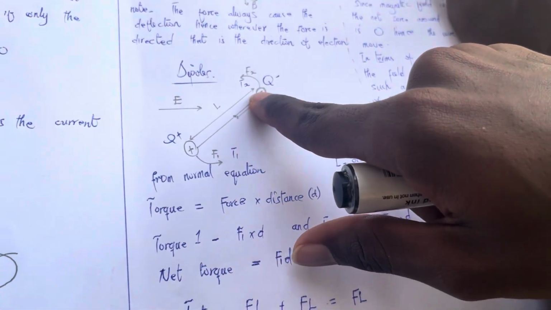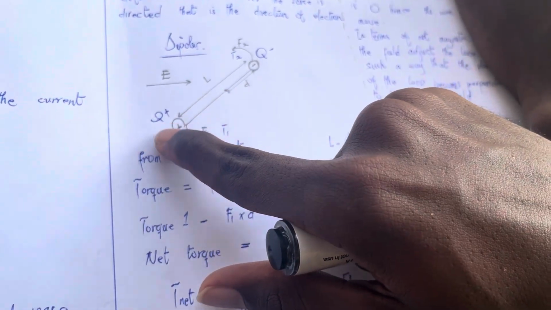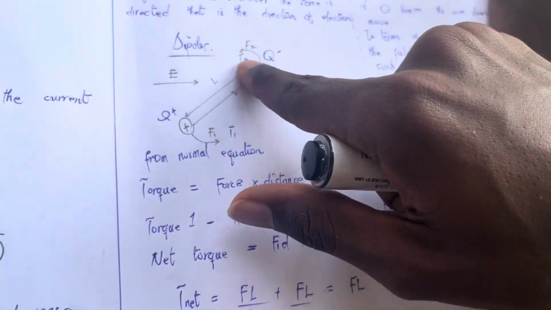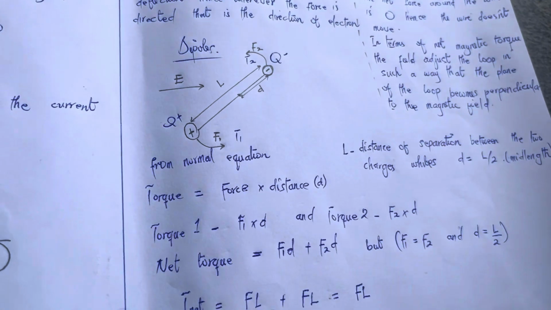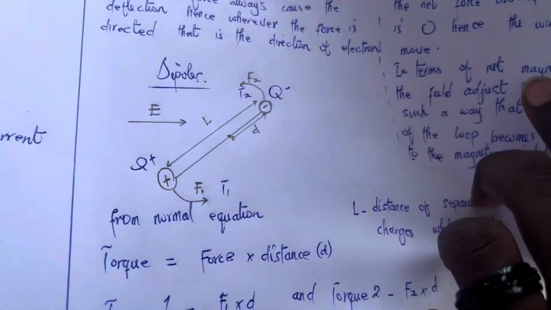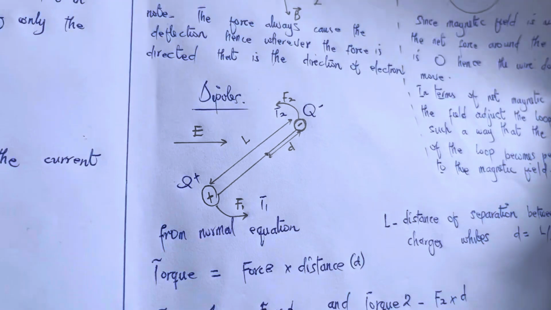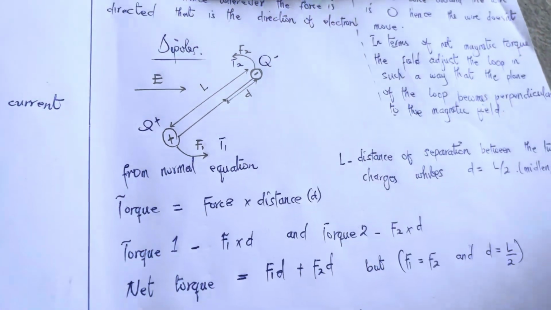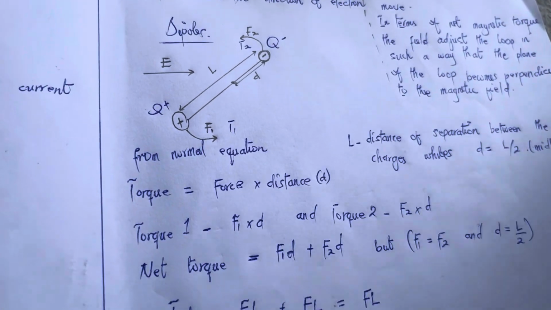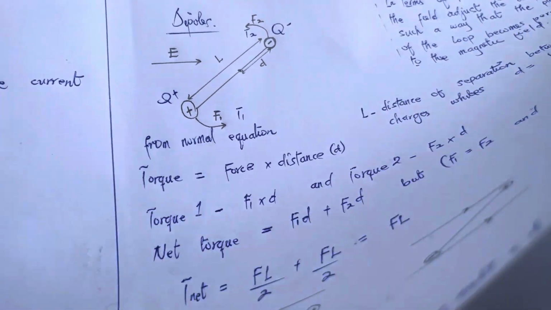But looking at this diagram, this is the direction of the electric field, and this is the direction of your dipole. So you can see straight away that there is going to be some force that will be causing it to rotate.